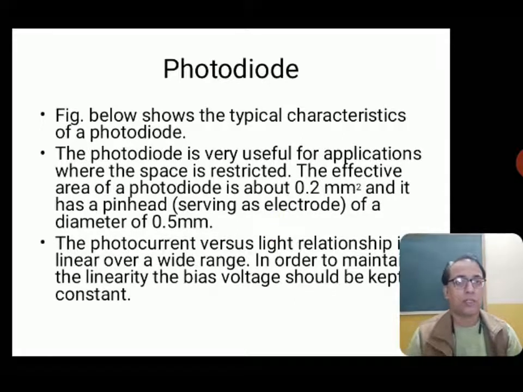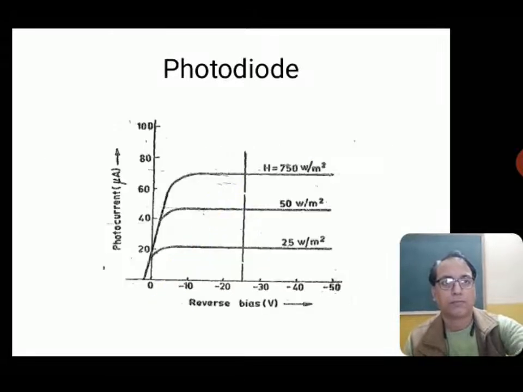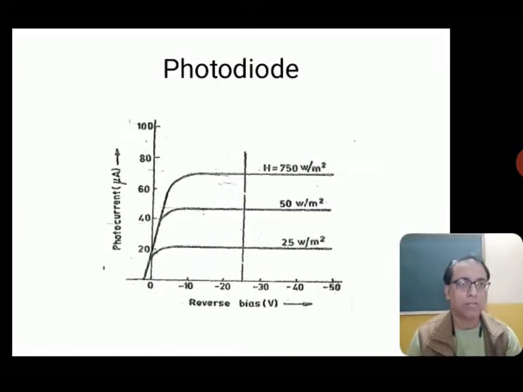Now, the photocurrent versus light relationship is almost linear over a wide range. To maintain the linearity, the voltage should be kept constant. The reverse bias voltage should remain constant. As soon as it remains constant, the linearity is maintained. Let us see the characteristic curve.